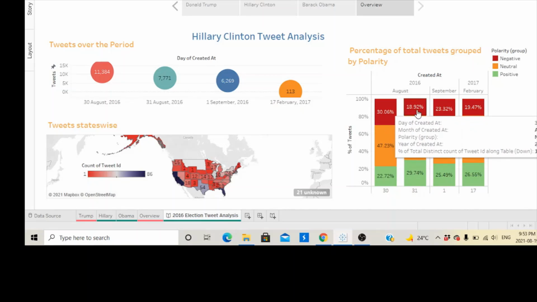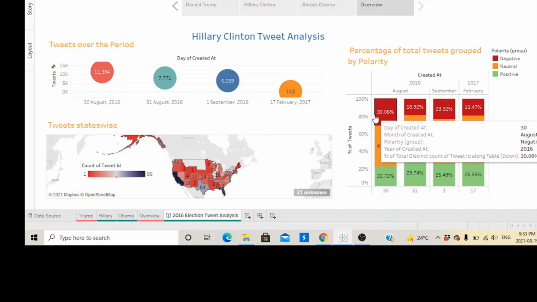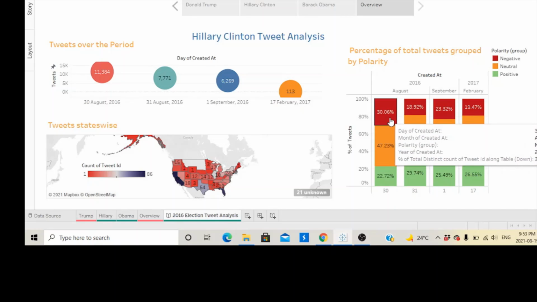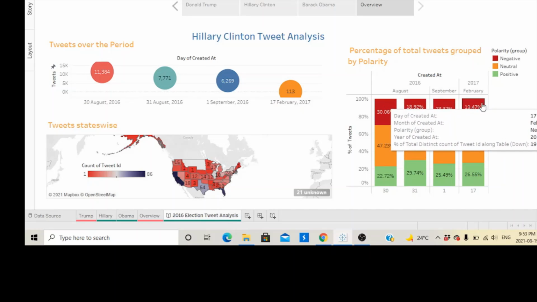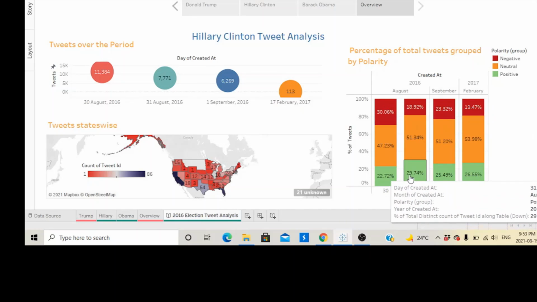When we come to the negative tweets and positive tweets, on the negative side, negativity got reduced from day 1 to day 2 by 10%, and then it was mostly the same. There is not much change. On the positive side also, it increased to 29.74% on the next day, and it was 25, and then 26. There is not much change in the positivity also.